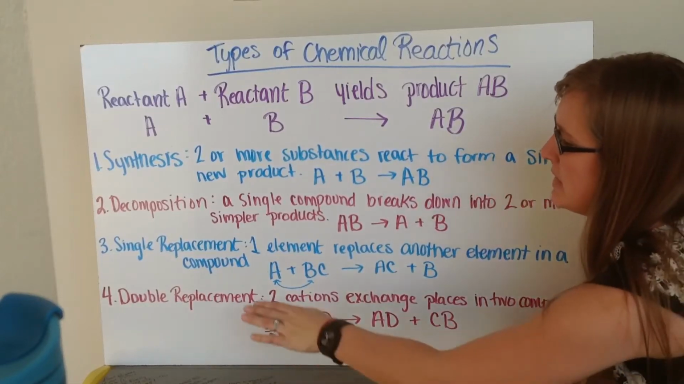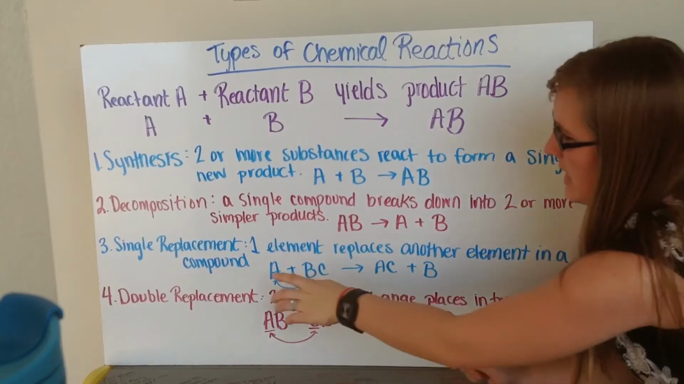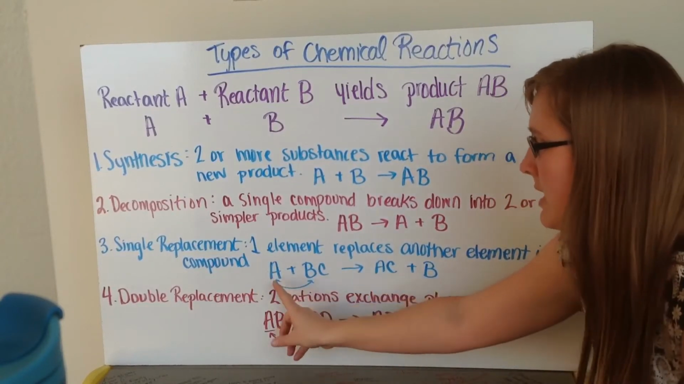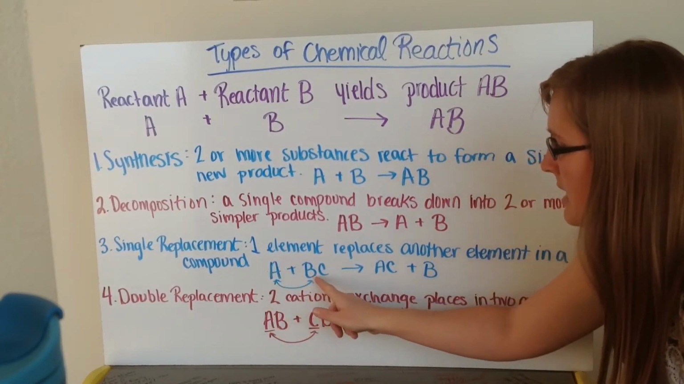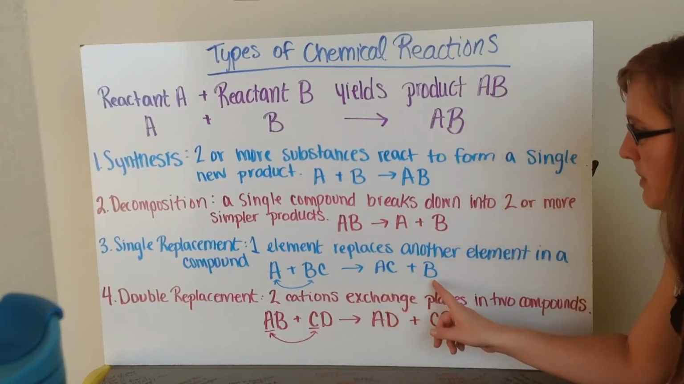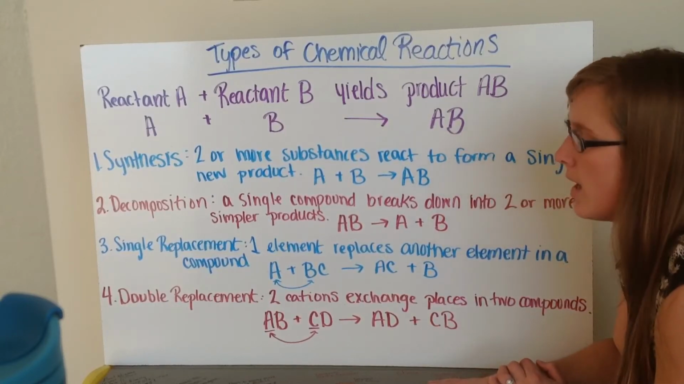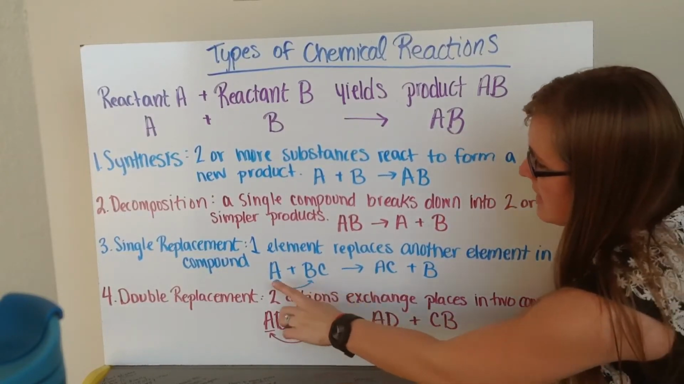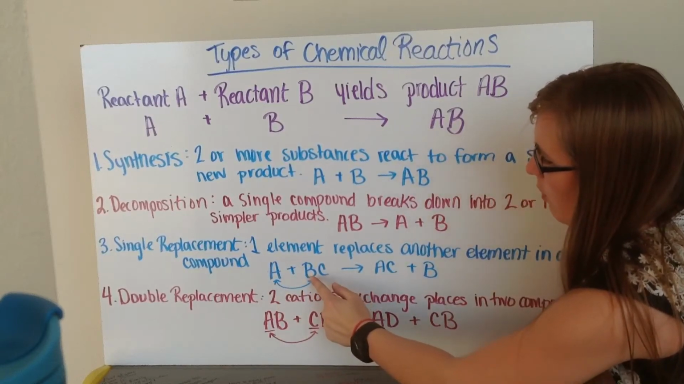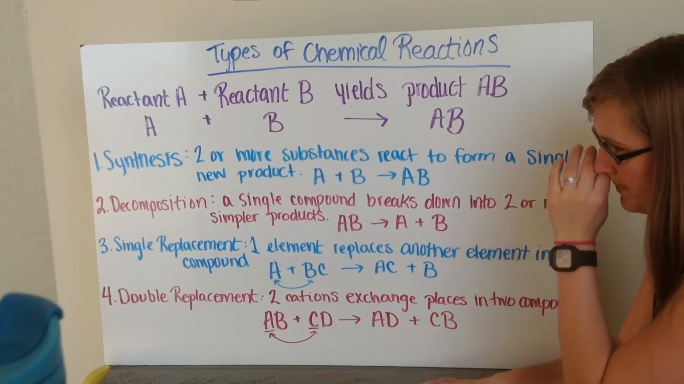The next type is single replacement, where one element replaces another element in a compound. So my single element here, A, replaces the B in BC to yield my new compound of AC plus B now by itself. It's similar to the dancing couples analogy, where a couple is dancing and somebody comes in to take away one of the partners and then starts dancing with them and the other one is left by themselves.